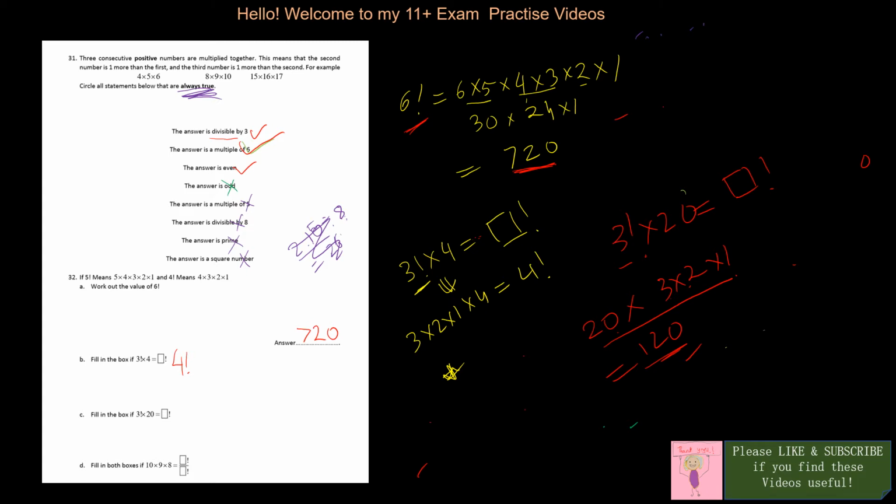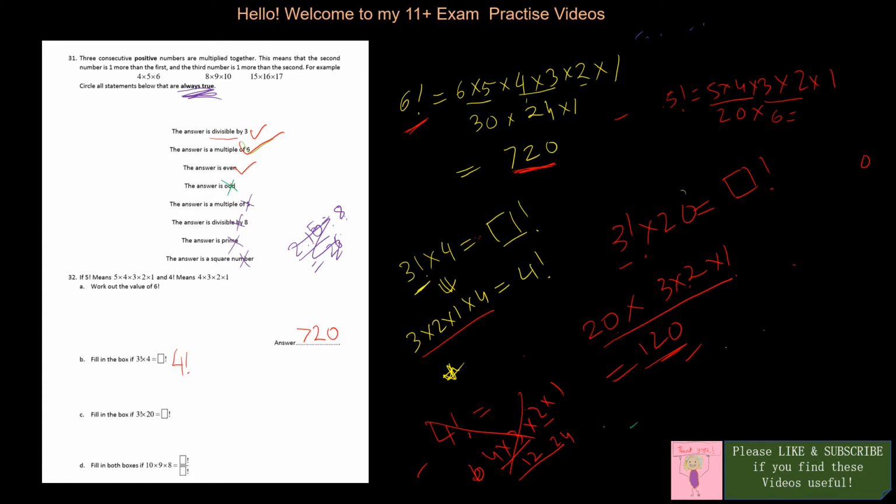So let us try factorial 4. We can do 4 times 3 times 2 times 1. 4 times 3 is 12 times 2 is 24. Okay, so it's not this. So let's do factorial 5. 5 times 4 times 3 times 2 times 1. 5 times 4 is 20 times 6 is 120. So my answer is factorial 5.